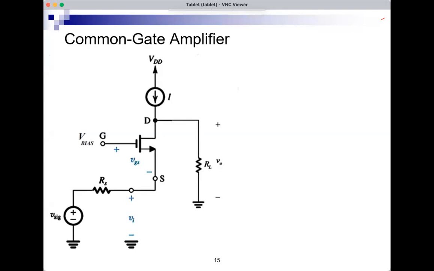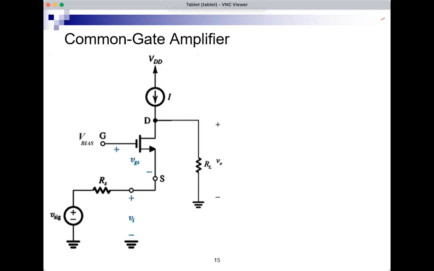Today we will start with new configurations for amplifiers. The two configurations that we have seen so far were common source for MOSFET and common emitter for BJT, with a small variation where we added a resistor between the source and ground in the case of MOSFET, or a resistor between emitter and ground in the case of BJT.